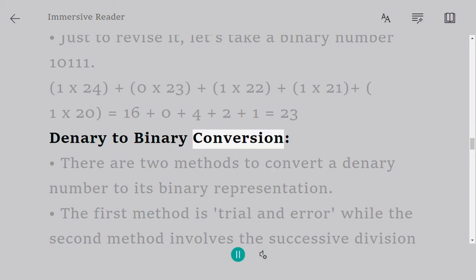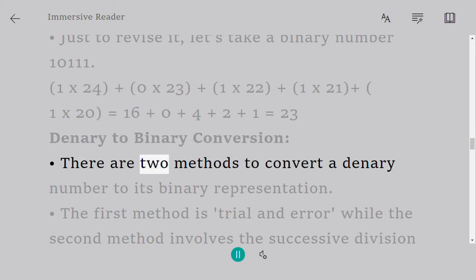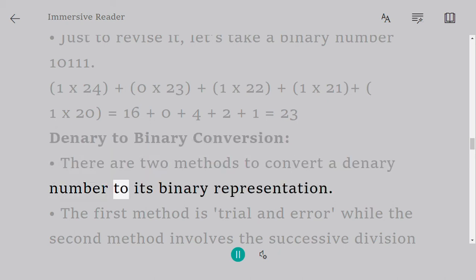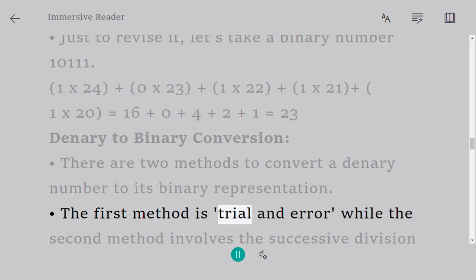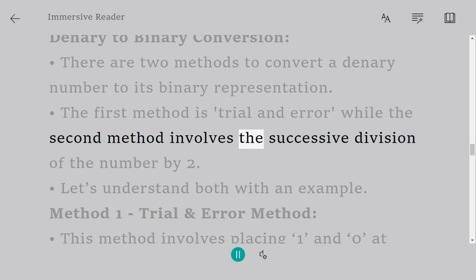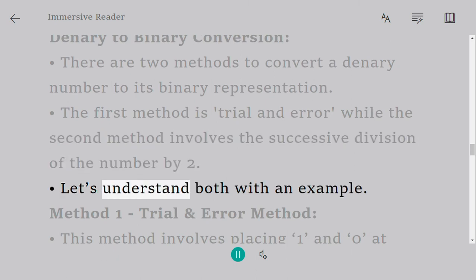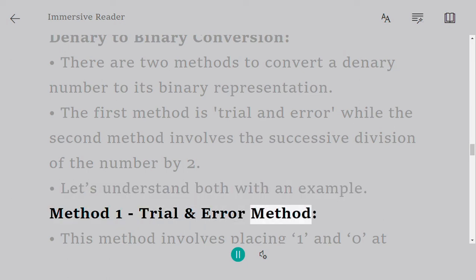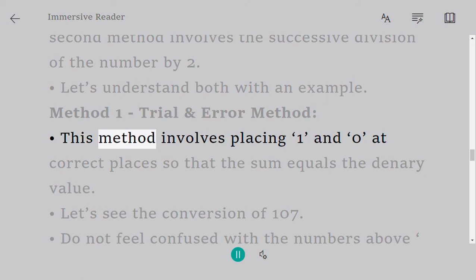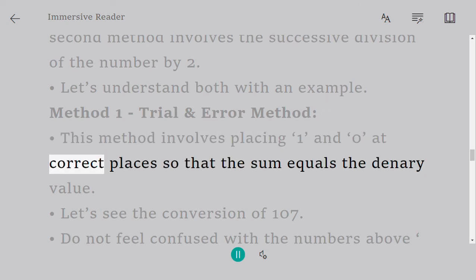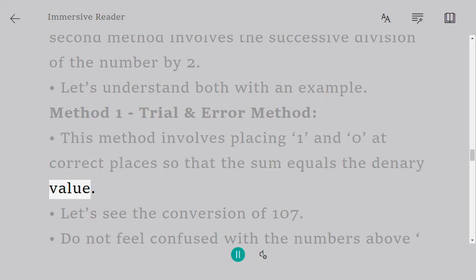Denary to binary conversion. There are two methods to convert a denary number to its binary representation. The first method is trial and error, while the second method involves the successive division of the number by 2. Let's understand both with an example. Method 1, Trial and Error Method. This method involves placing 1 and 0 at correct places so that the sum equals the denary value. Let's see the conversion of 107.